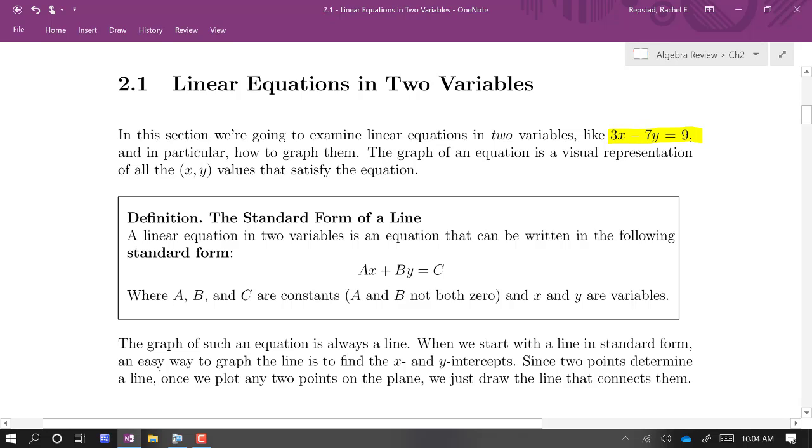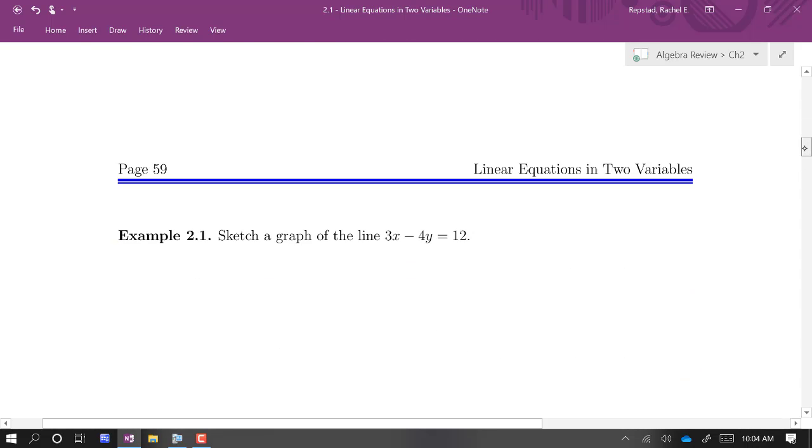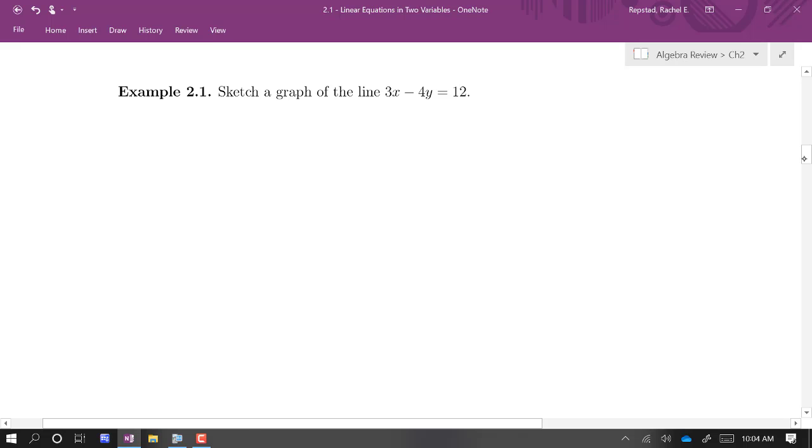If we know that we're going to get a line, one way to graph an equation is simply to find 2 points, right? 2 points determine a line. Often the easiest points to find are the x and y intercepts, because to find the x-intercept, we just let y equal 0, and to find the y-intercept, we let x equal 0, and those are really easy to plug in and solve. So for example, let's say we want to sketch a graph of the line 3x minus 4y equals 12. I'll start by getting the intercepts.